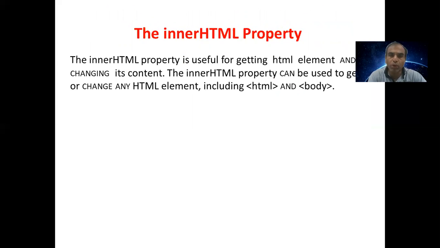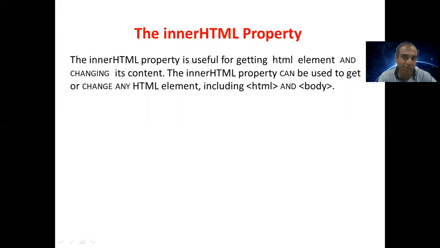It is useful for getting an HTML element and changing its content. So if you want to change the style like CSS, cascading style sheet, but in JavaScript we want to use the style tag, so we have to use the innerHTML property. In CSS, we know that CSS has the selector dot property. Now we are using JavaScript, and inside that HTML tag we have to change the style, that is the innerHTML property. It can be used to get or change any HTML element, including html and body also.